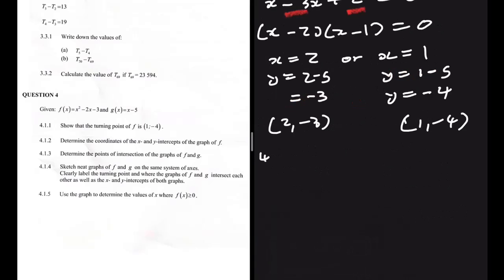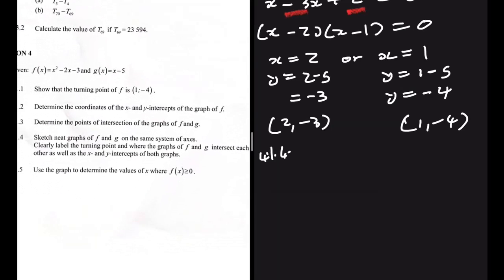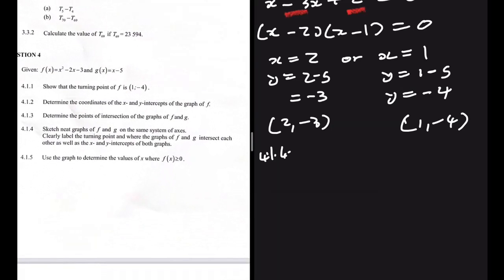Now in 4.1.4, we are required to sketch the graphs of f and g on the same system of axes. Clearly label the turning point and where the graphs of f and g intersect each other, as well as the x and y intercepts of both graphs. We have all the intercepts of f and the points at which they meet. Now we just need the intercepts of g of x, and then we can sketch our graph.